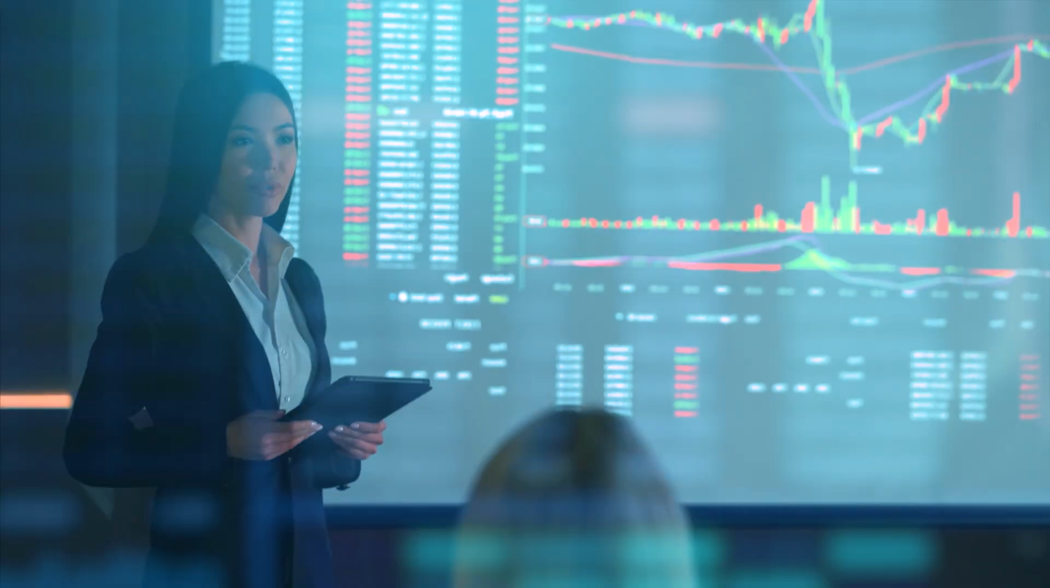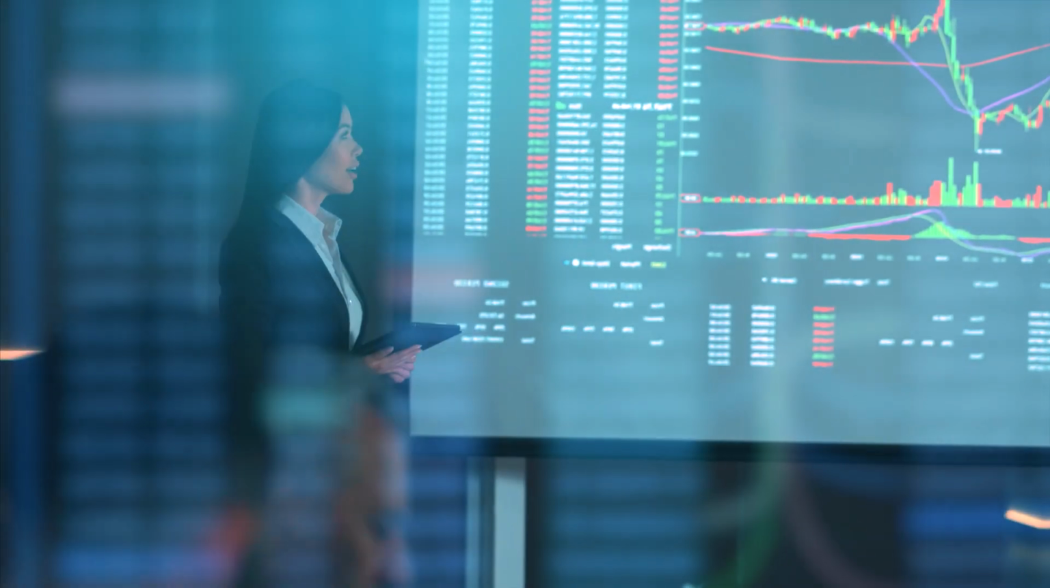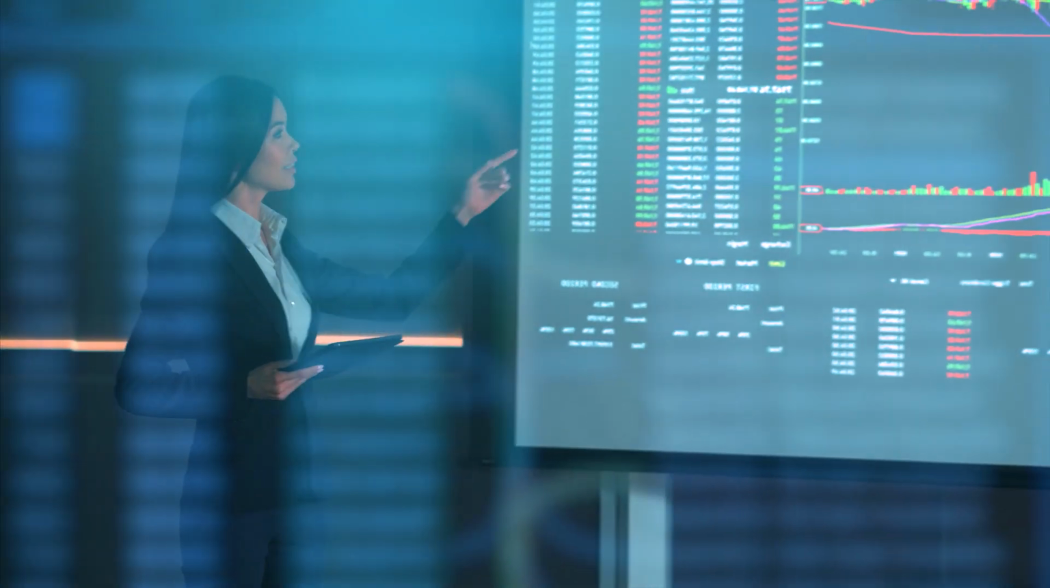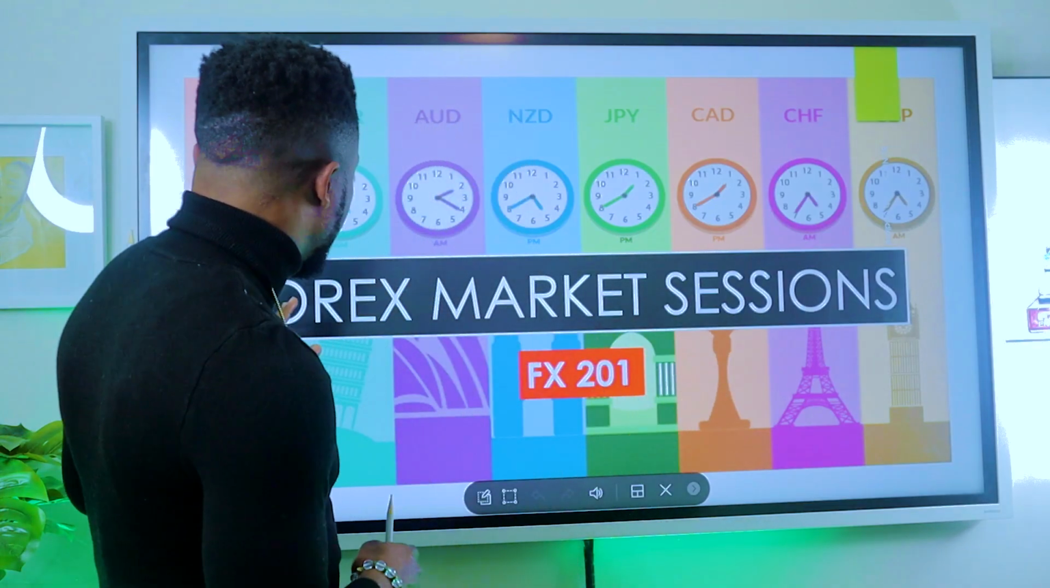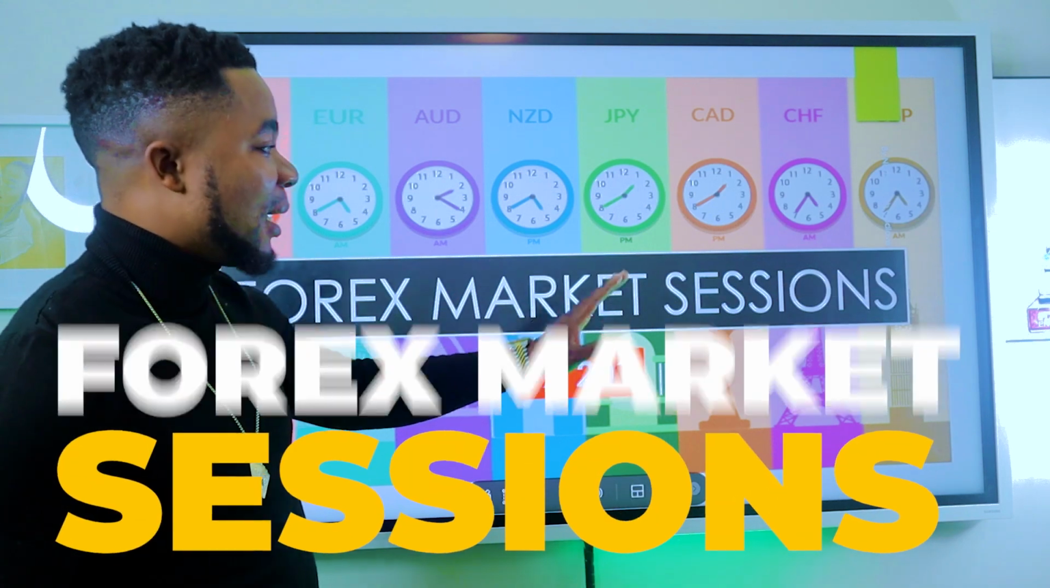The forex market is made up of so many opportunities. There are so many currency pairs you can trade. There are so many exotic, minor, and even major currencies that you can trade. But you will only be able to know exactly which currency pair to trade and when to trade that particular currency pair if you understand what is known as forex market sessions.